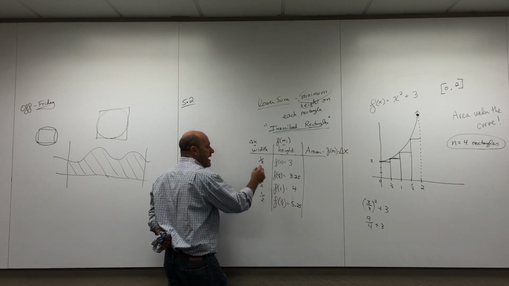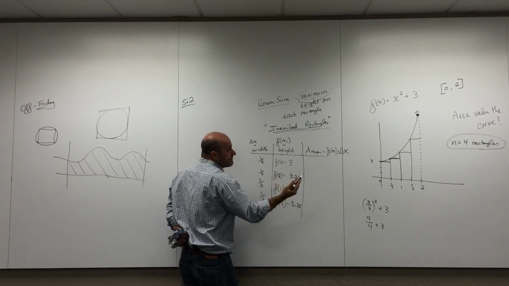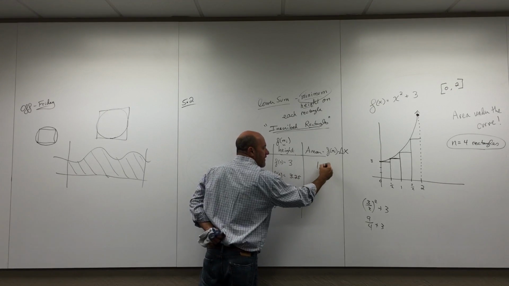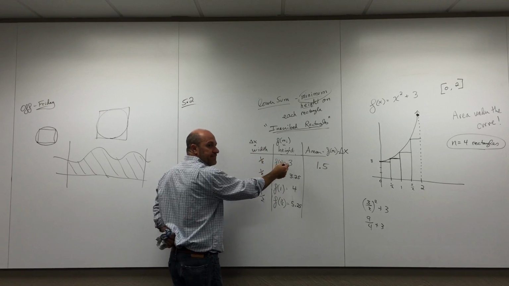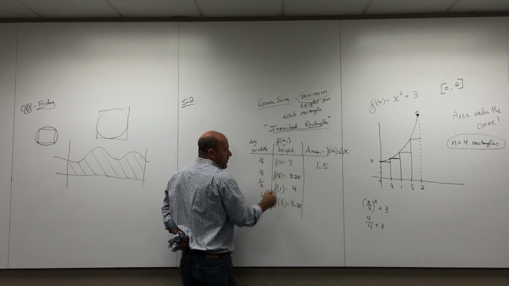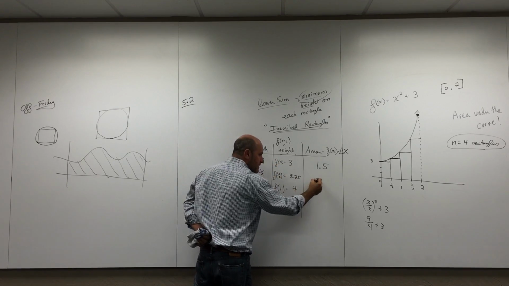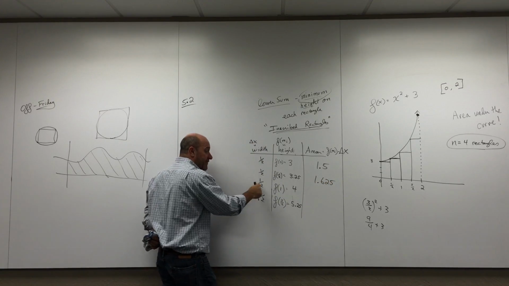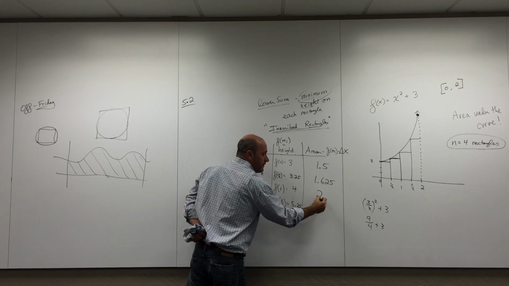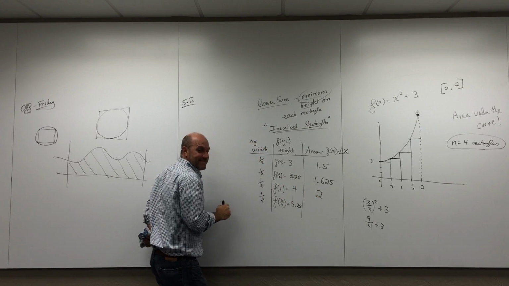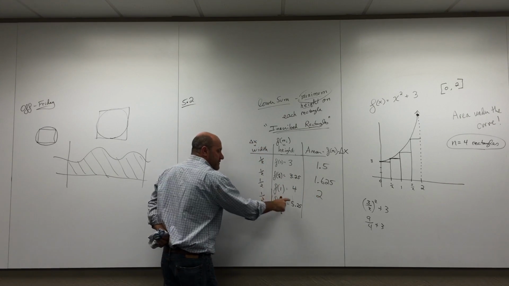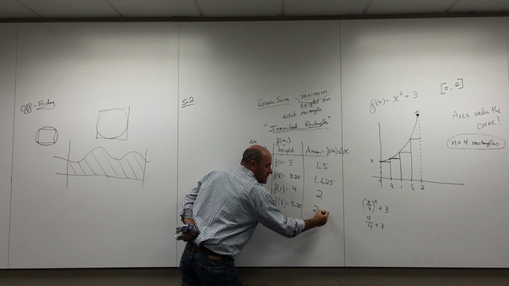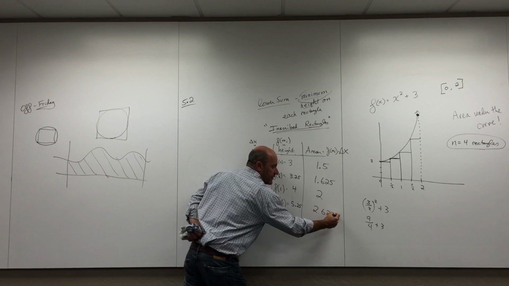So let's do it. A 1/2 times a 3. 1.5. A 1/2 times a 3.25. 1.625. Thank you. A 1/2 times a 4. 2. A 1/2 times this. 2.625. You can use your calculators and help me.